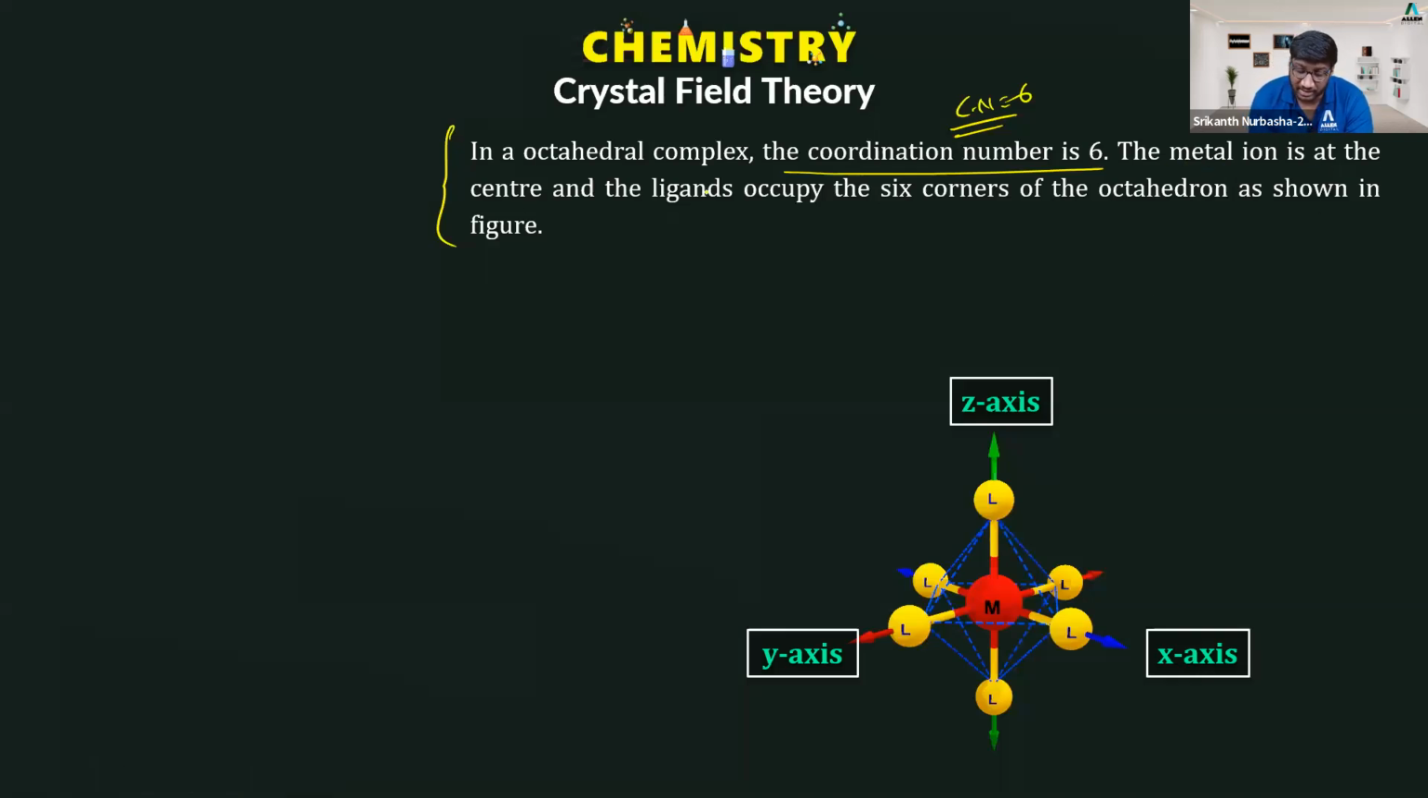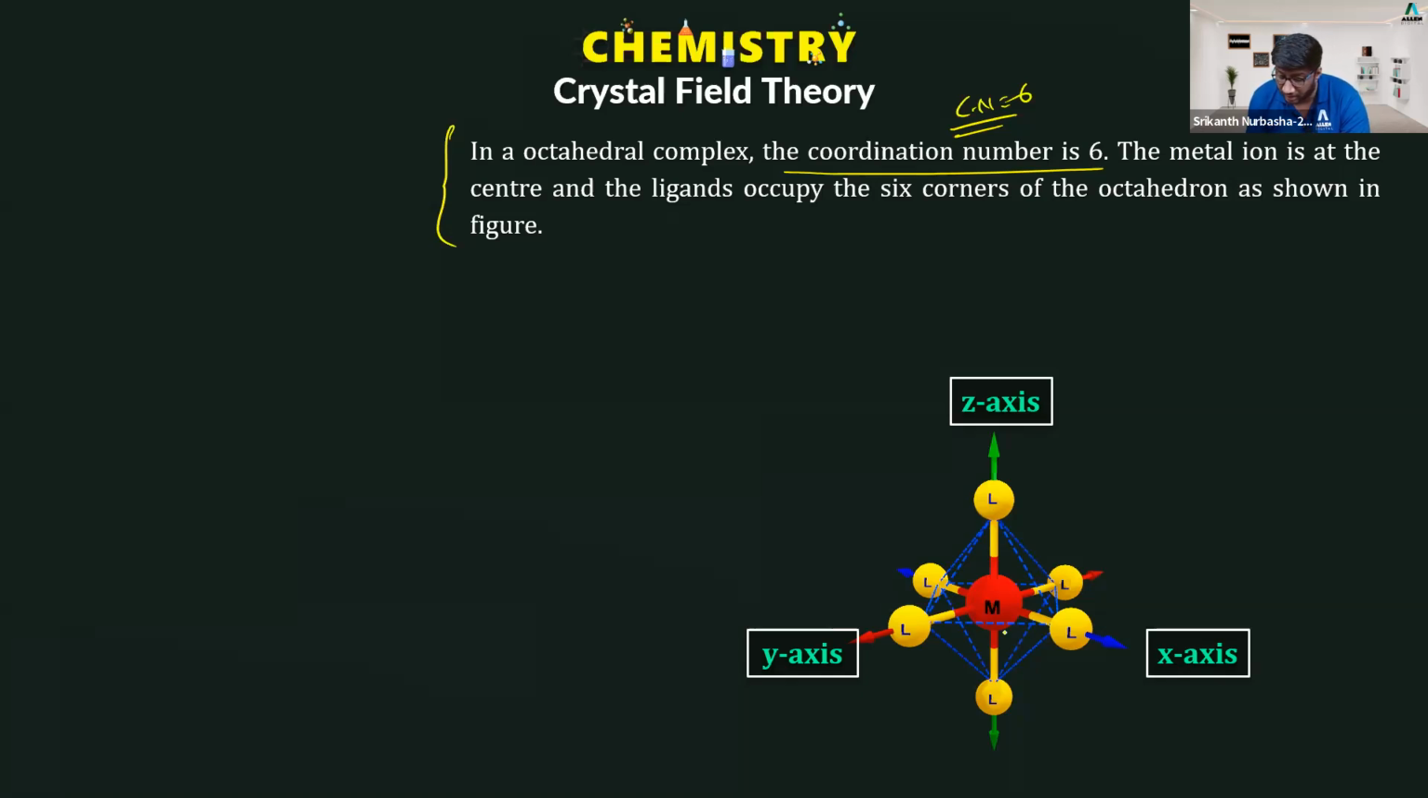The metal ion is at the center, and the ligands occupy the 6 corners of the octahedron, as shown in the figure. So does this look like an octahedron or not? You try to connect all these ligands, but there is no connection in reality.